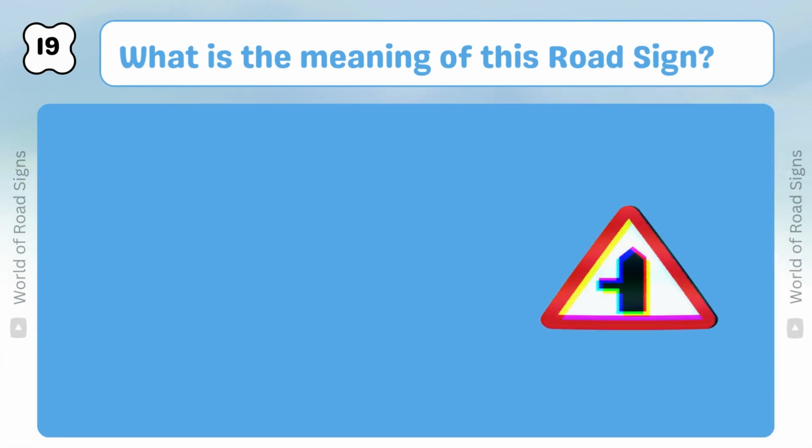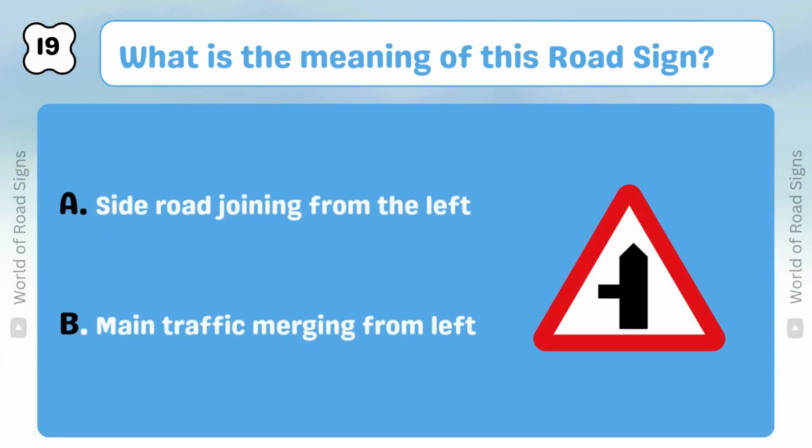Question 19. What road layout is shown by this sign? A. Side road joining from the left. B. Main traffic merging from left. Correct answer. Option A. Side road joining from the left.